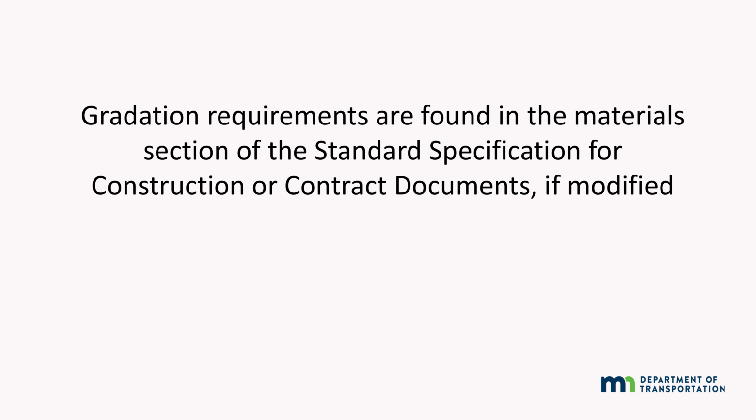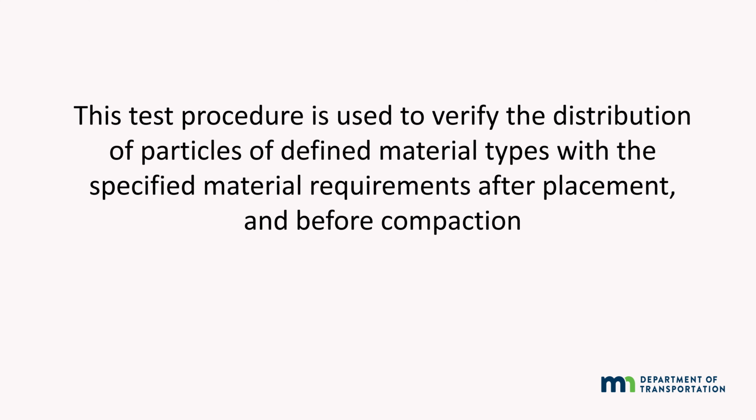Gradation requirements are found in the Materials section of the Standard Specifications for construction or contract documents if modified. This test procedure is used to verify the distribution of particles of defined material types with the specified material requirements after placement and before compaction at the required frequencies or for predetermined lots.